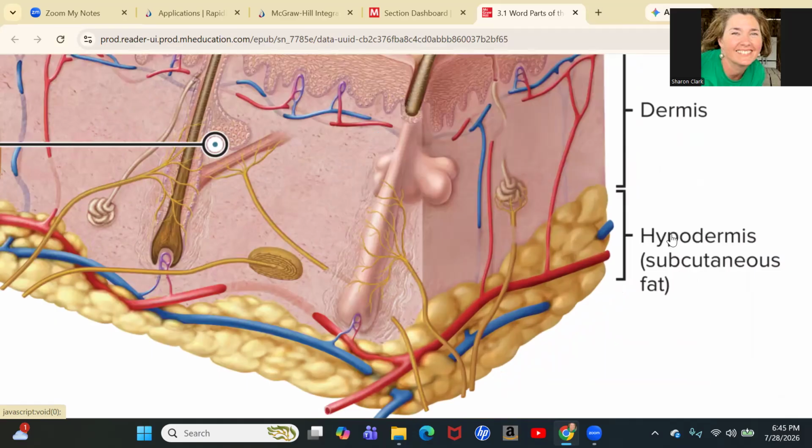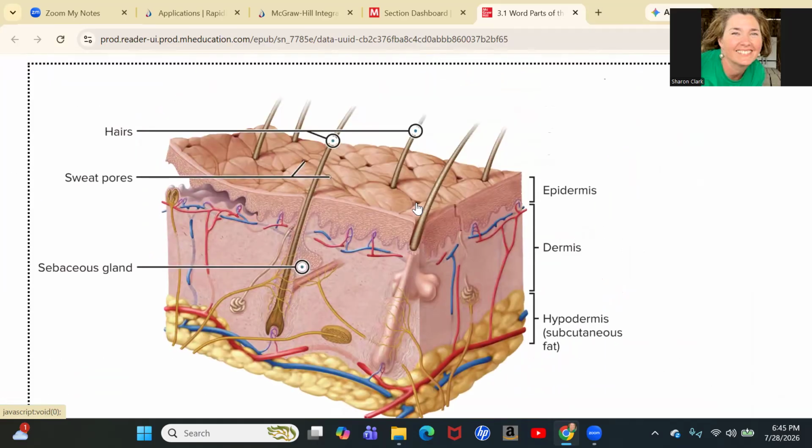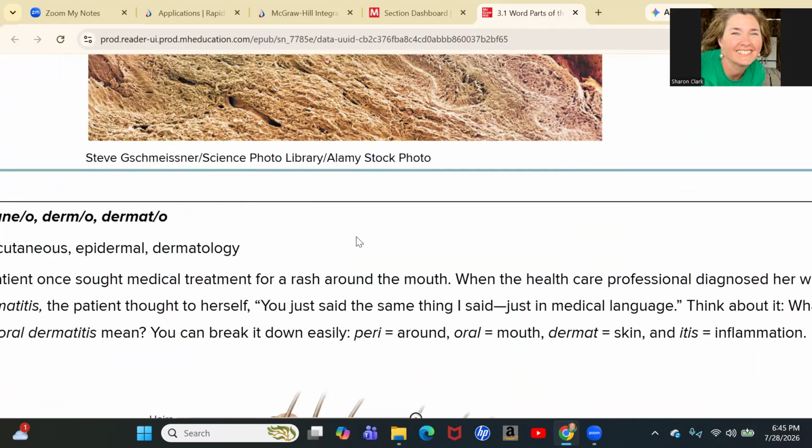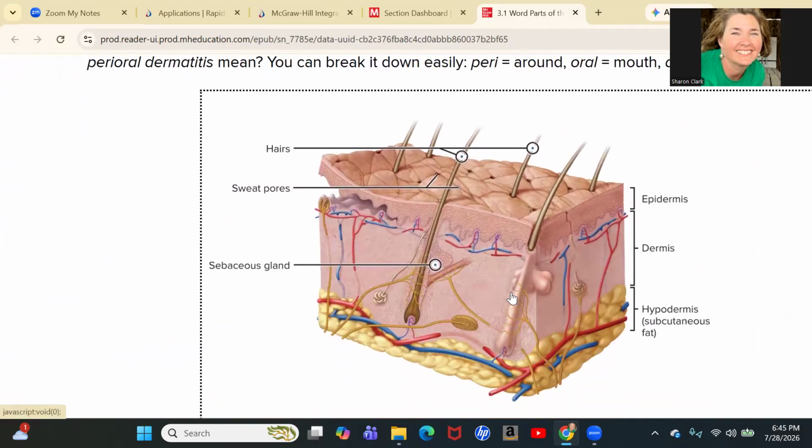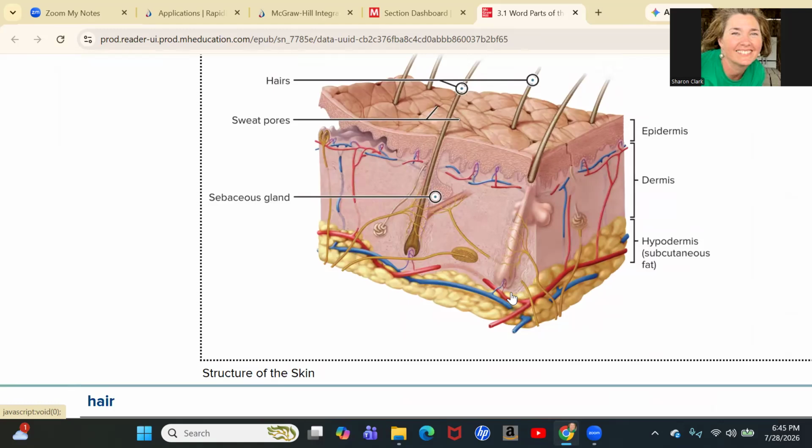So let's break that down. Hypo meaning below, dermo meaning skin. So you're below this dermal layer, below the true layer. Oftentimes, it's also called subcutaneous, sub meaning below. Cutano is that other term that can mean skin. Remember here, cutano, dermo, or dermato. And us is simply the noun ending, meaning pertaining to.